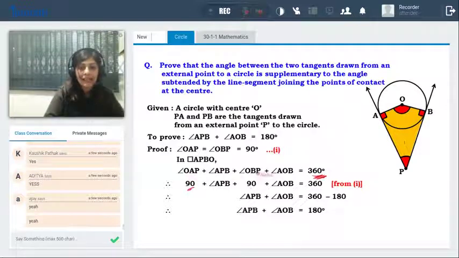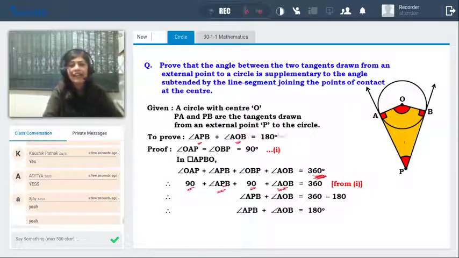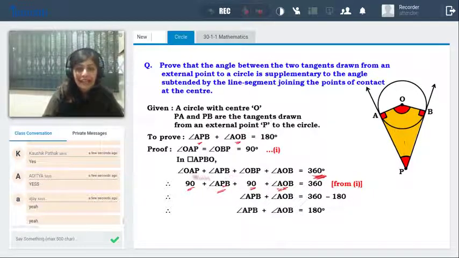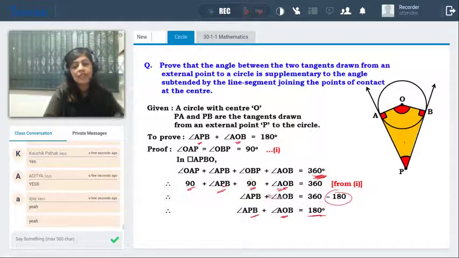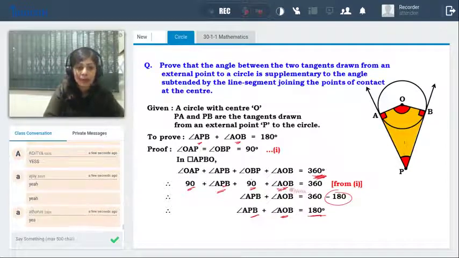We know A is 90. B is 90. We leave the remaining two angles. Look at the remaining two angles. APB, is that what we need? Yes, definitely. AOB, that's the other angle that we need. All right, very good. That makes it very easy, right? 90 plus 90 is 180. We shift 180 to the other side. Plus becomes minus on the other side. What remains is APB plus AOB is 180. If the sum of two angles is 180, they have to be supplementary. Yes, does that solve our problem?